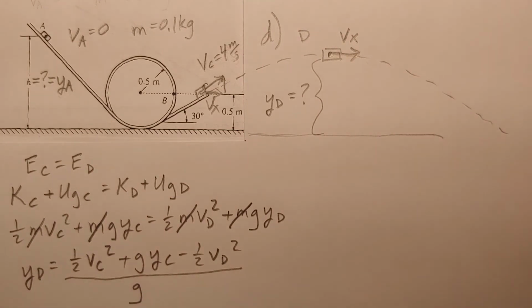Thank you. All right, we know vC is 4. We know g. We know yC is 1/2 meter. And so we just need to figure out the speed at point D, which we said is the x velocity.